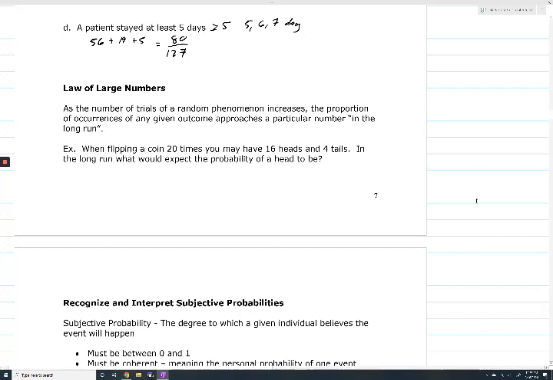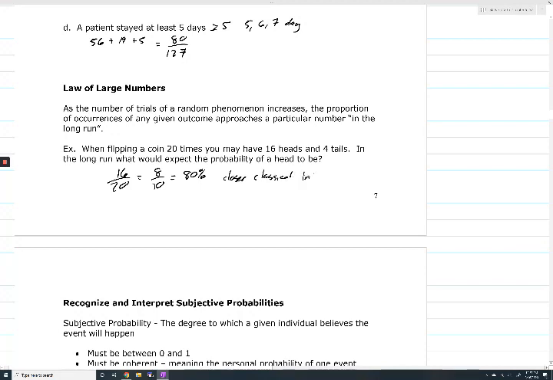An example is that if we flip a coin 20 times and we have 16 heads and 4 tails, in the long run, what would we expect the probability of heads to be? Well, right now, the probability of heads is 16 over 20, which is 8 over 10, which is 80%. So the probability of these 20 trials is that 80% of the time, heads is flipped. But if instead of 20 times I flip a coin 100 times, or 1,000 times, or 1,000,000 times, we expect that probability to get closer to the classical probability.